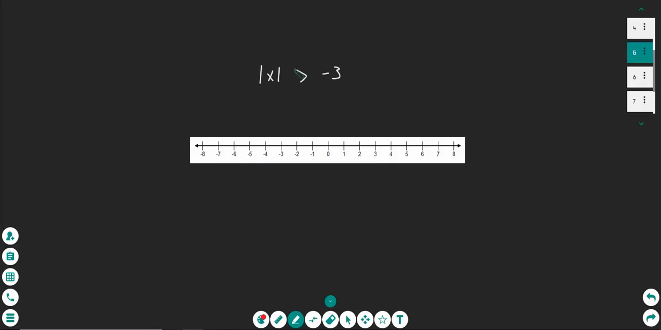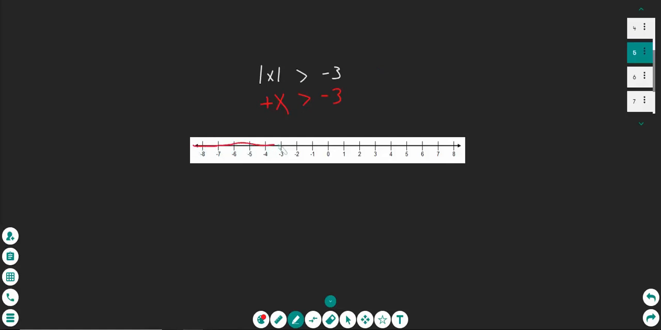Well, the answer is yes, it is possible, right? Because like we said earlier, the absolute value of any number is going to give me a positive number. So I'm going to end up with some positive x once I take the absolute value of it. And then this is always going to be greater than a -3. Any positive number is greater than a -3. All right, so the answer here is actually all real numbers.